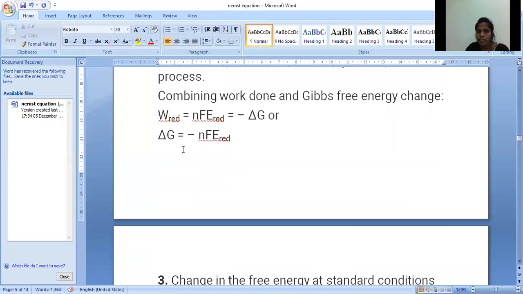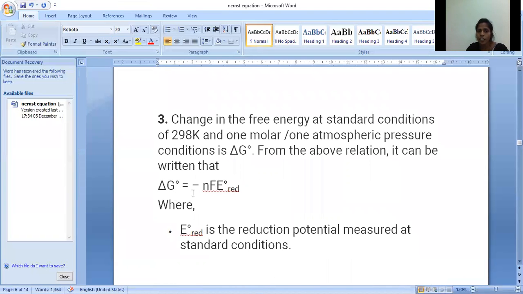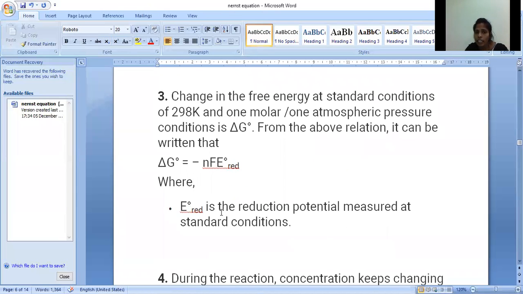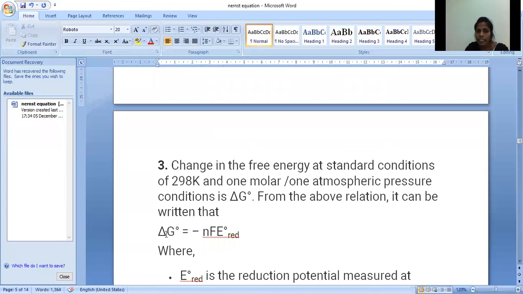So we can write delta G naught is equal to minus nFE naught. But what is E naught? It is the electrode potential at standard conditions. E naught red is the reduction potential measured at standard conditions. So what we need to remember here: delta G is equal to minus nFE, and delta G naught is equal to minus nFE naught.